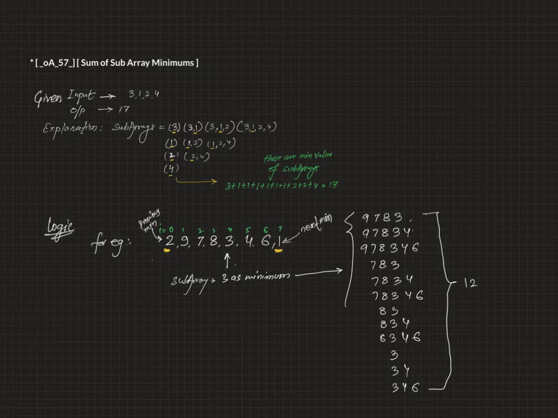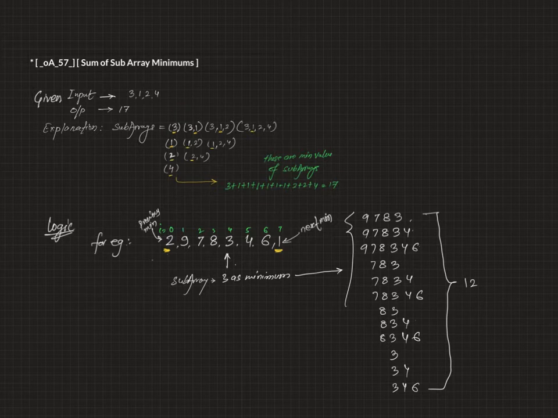So what are the continuous subarrays here? The continuous subarrays for 3 1 2 4 are 3, 3 1, 3 1 2, and then 3 1 2 4. In the same way, for the 1, it will start from 1, 1 2, 1 2 4, then 2 and 2 4, then 4.